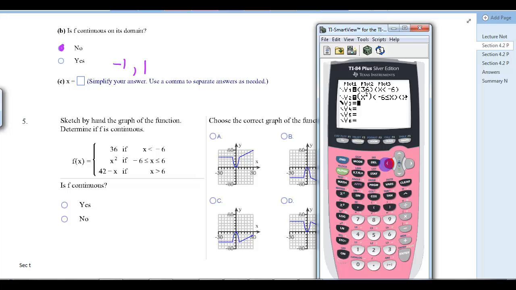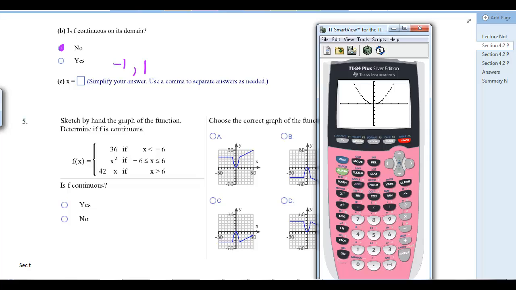Now I have to fix the dot mode on this one. All right, and we'll come over here, and we've got parentheses 42 minus x, close, and open, x is greater than 36, close. So the 2 places you have to be careful, that's a baby negative there, that's a baby negative there. So be careful of that. Let's hit graph.